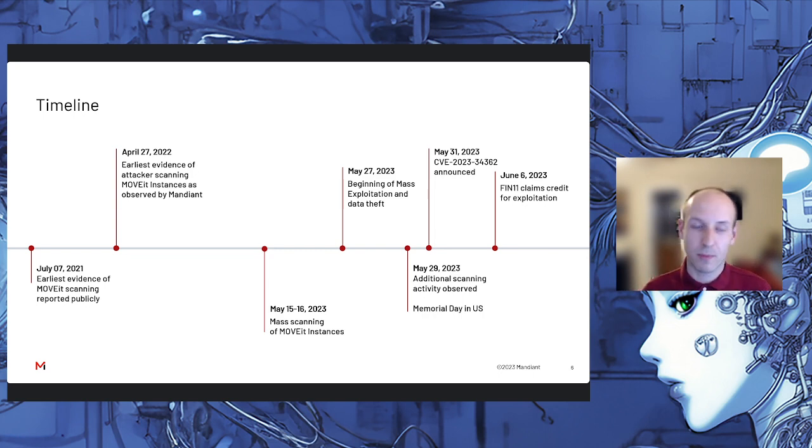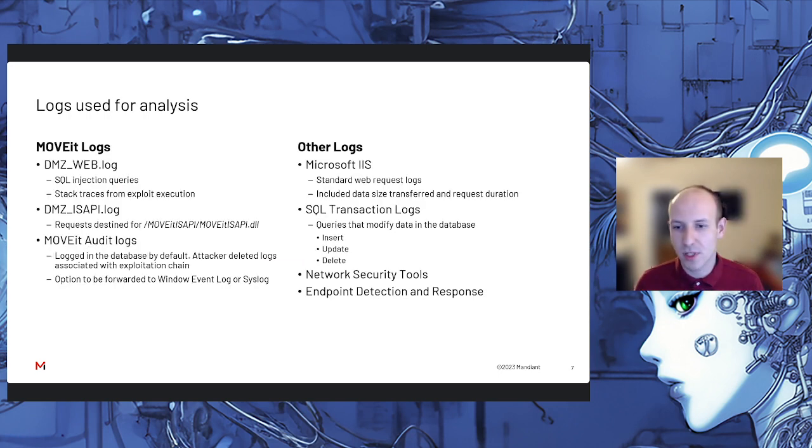Now, how did we end up performing this investigation, figuring out what got affected, impacted? We ended up using a variety of data logs, focusing mainly on the MOVEit application logs, as well as other host and application system logs. In the case of MOVEit, there were 3 main logs that were most beneficial from an analysis perspective. There was this DMZ_web log, and that ended up capturing a lot of requests, errors, including full SQL injection queries, stack traces from exploits, execution, failed exploit execution.